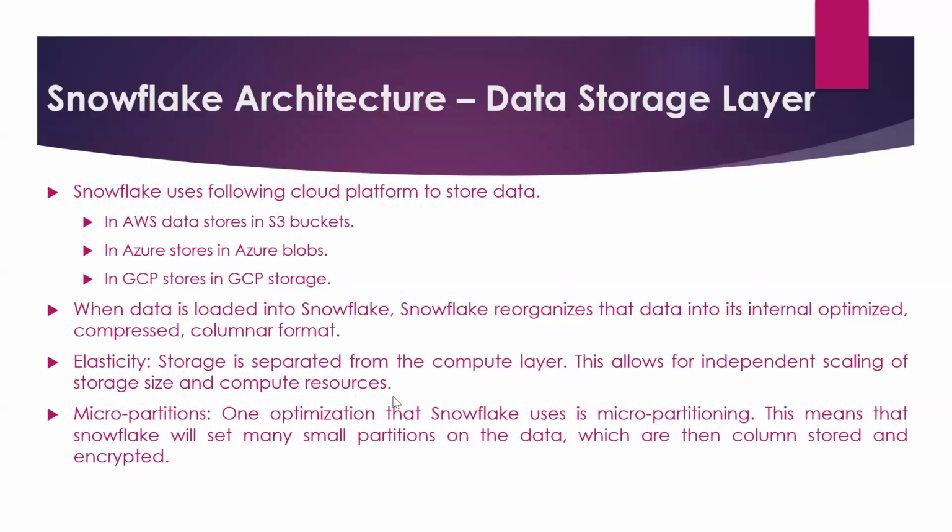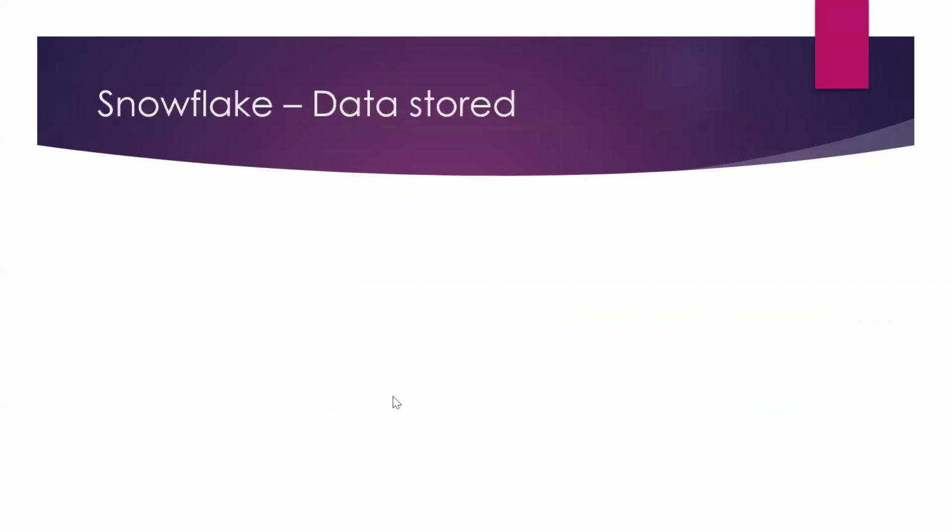The size of a micro partition is 50 to 500 MB. Depending upon our data size, it will automatically create variable micro partitions of different sizes between 50 and 500 MB. And whatever data is available is going to be stored in these micro partitions in the columnar format.